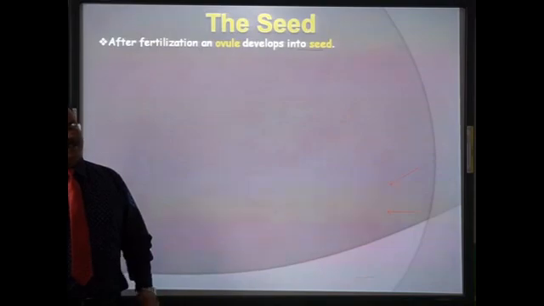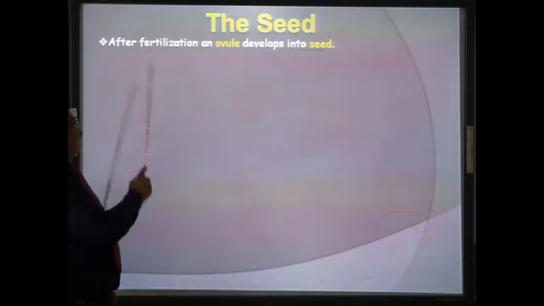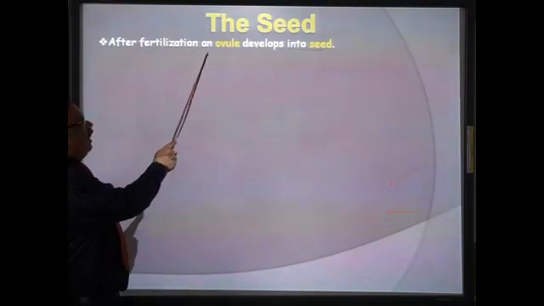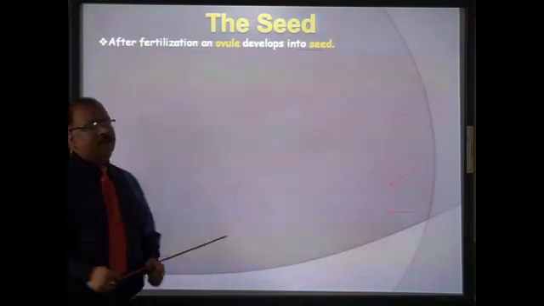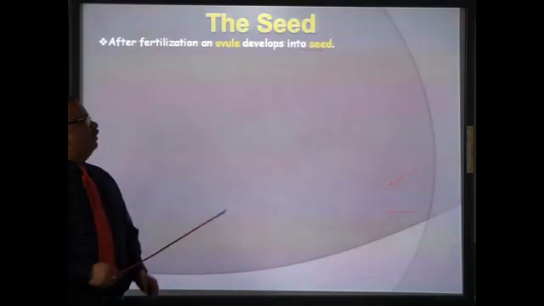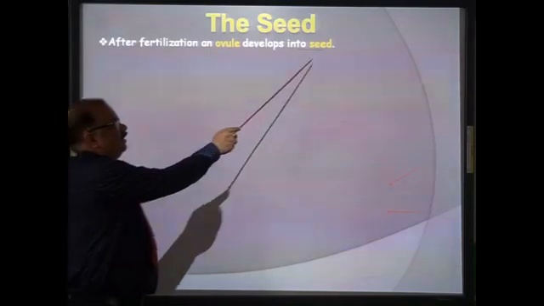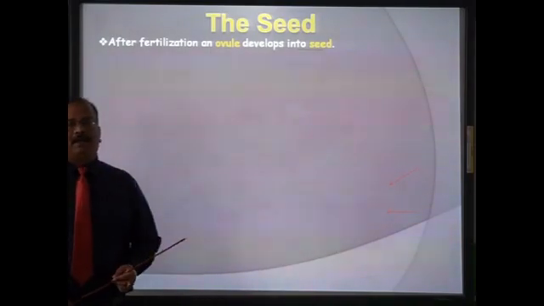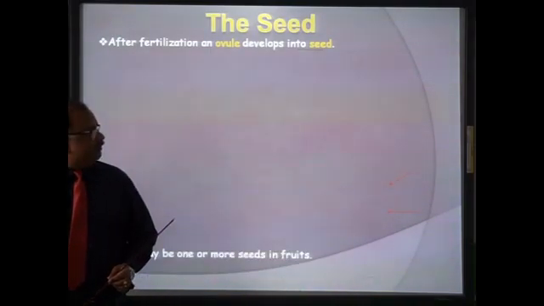So first, what is a seed? Do you remember? It was told in the last class also. After fertilization, an ovule develops into a seed. So it is the ovule which is there in the ovary that becomes the seed, and the ovary becomes the fruit.